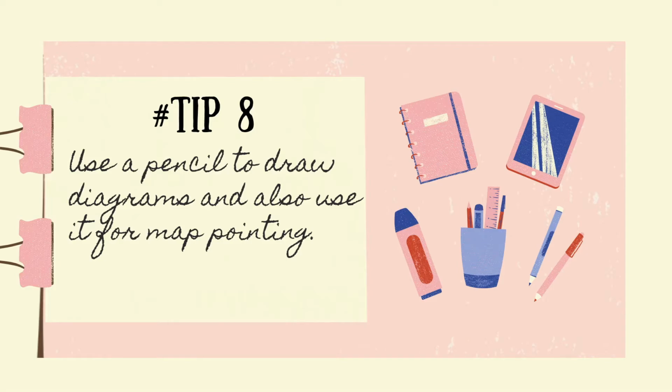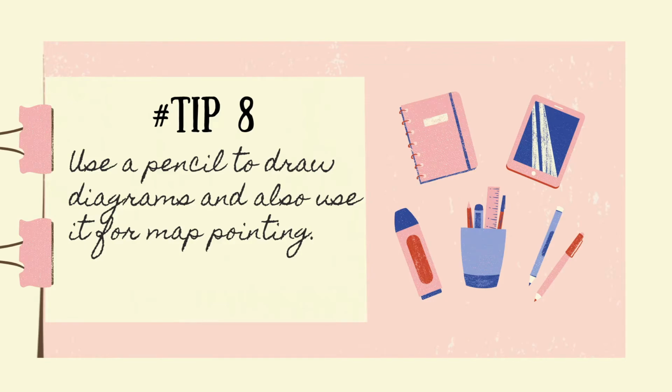So tip number 8 would be to always use a pencil to draw diagrams and also use it for your map pointing. And why am I recommending this to you? Whenever you use a pen to draw something, suppose you made a mistake, it will be very hard for you to erase it and make a new drawing. Obviously when you use a pencil, you can easily rub it off with the eraser and you can start from scratch again.